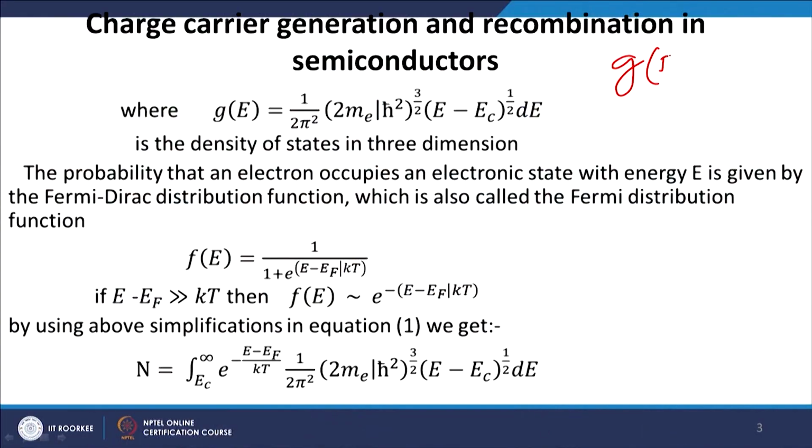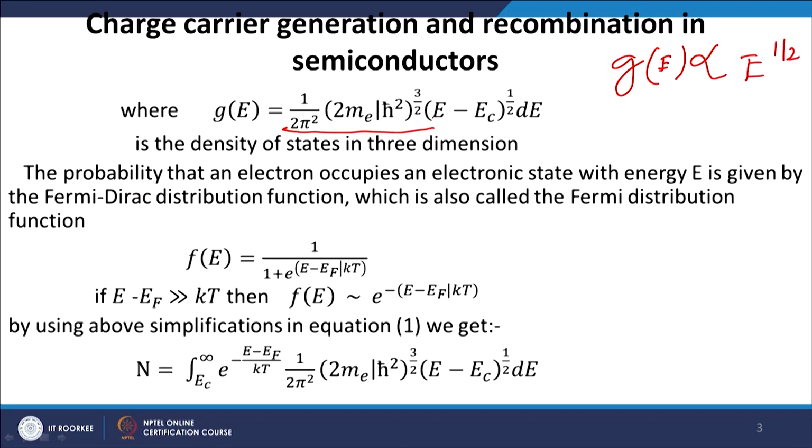Now, previously we calculated the expression for G, and we know that for a 3-dimensional material the density of states G is proportional to E to the power half. For a 2-dimensional material it was constant, E to the power 0, for a 1-dimensional material it was E to the power minus half, and for a 0-dimensional material it was a delta function. But we are considering a real semiconductor which is a 3-dimensional material. So, the density of states is proportional to E to the power half, and the proportionality constant was 1 over 2 pi square times (2 me by h bar square) to the power 3 by 2.